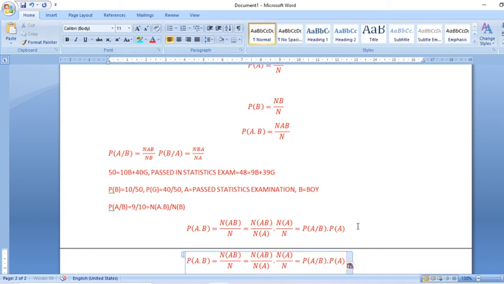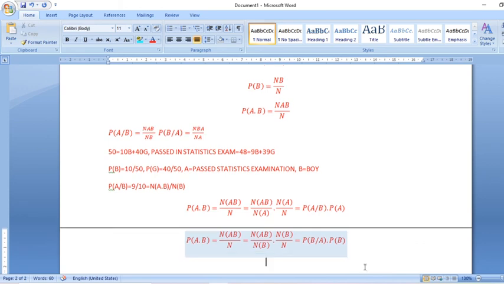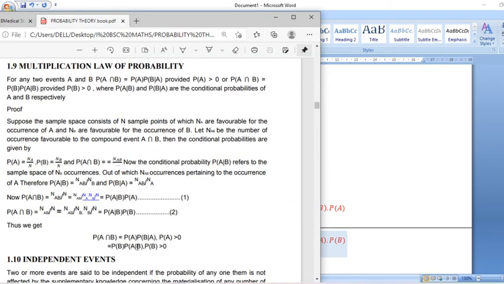Similarly, you can write like this: probability of B given A into probability of B. So this is equation number 1 and equation number 2.